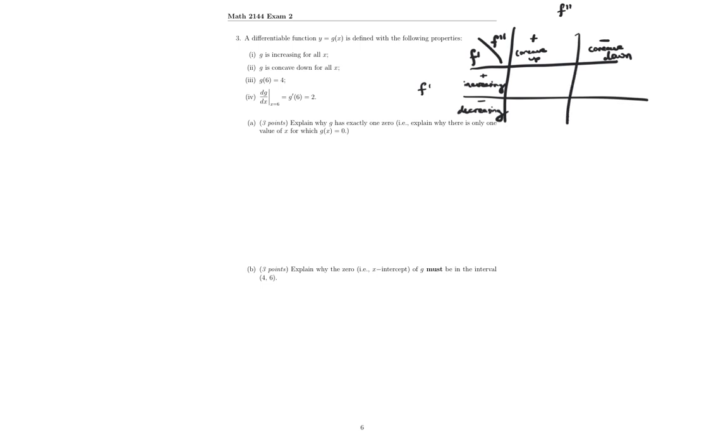Okay, so let's draw the four basic shapes that I can have. If it's concave up and increasing, I know I'm going to have something that looks like this. If it's concave down and increasing, then I'm going to have a function that looks like this. If it's decreasing and concave up, I'm going to have a function that looks like this. And if it's concave down and decreasing, I'm going to have a function that looks like this.